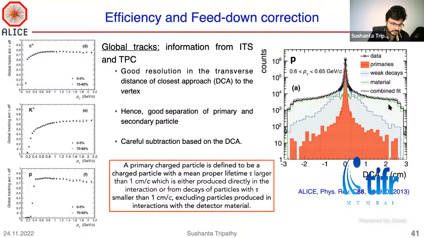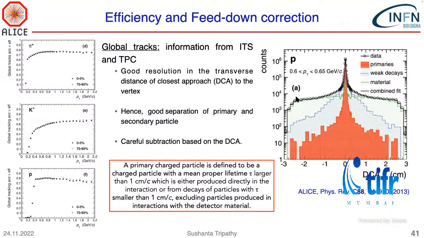Is it clear? Yeah, I get your point. So are there any differences in the feed down fraction if you use, for example, the data-driven template and if you use only the Monte Carlo? Are these two fractions the same, or is there any difference between them?